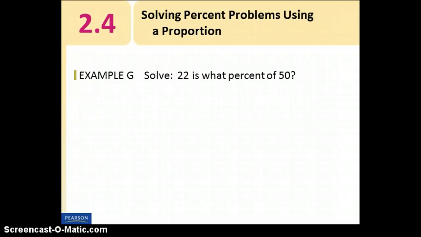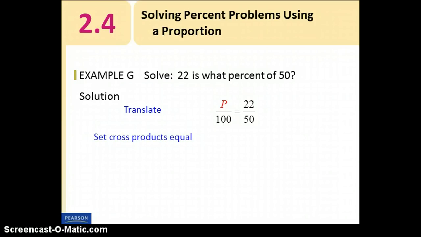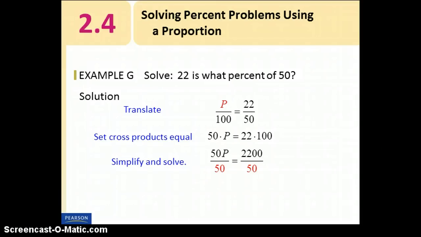In this last example, we're asked the question, 22 is what percent of 50? We start by translating this into a proportion. We set the cross products equal to each other. And then simplify both sides and solve by dividing both sides by 50. This gives a solution of p equals 44. I used p for the variable to remind myself that p represents a percent. So my answer isn't just 44, it's 44%. Thus, 22 is 44% of 50.